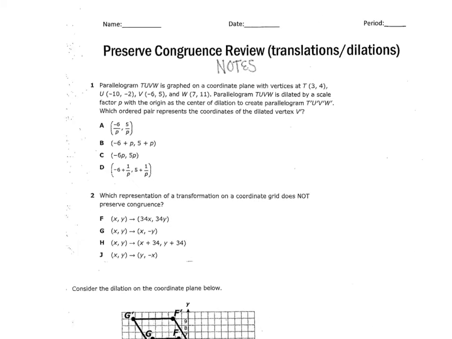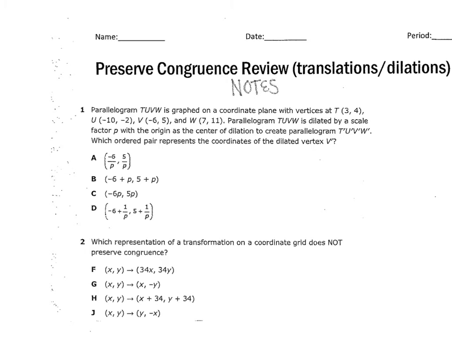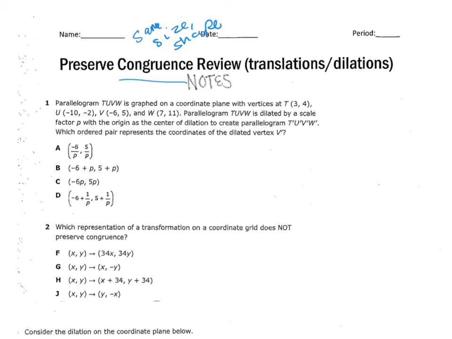Okay, just to review preserving congruence, and remember congruence means same size and shape. So same size is the main thing you need to remember. And we're just going to look at mostly translations and dilations. So translations are when we slide a figure on the coordinate plane. Dilations is when we change the size of a shape. So either it gets larger or smaller. So change in size, larger, smaller.